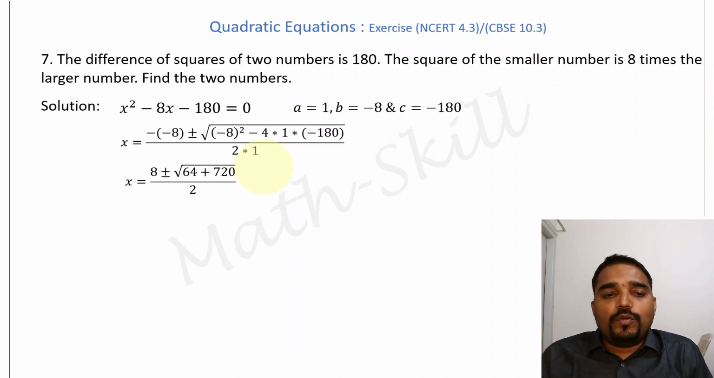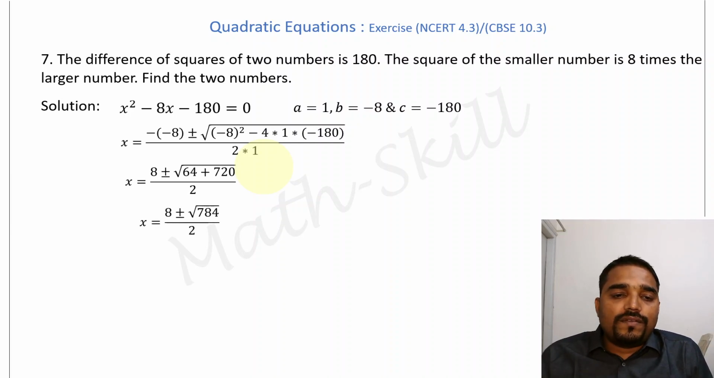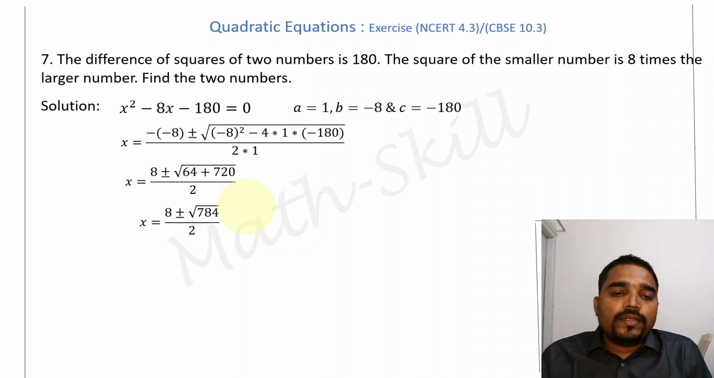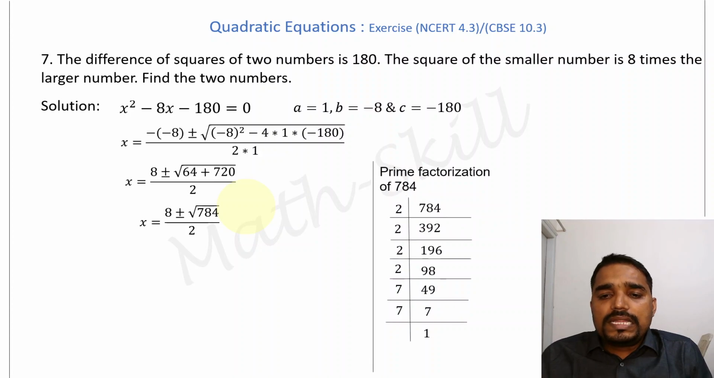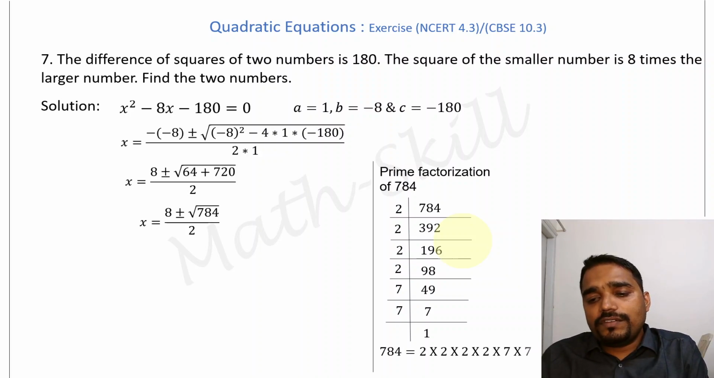Now the next step would be x is equal to 8 plus or minus square root of 784, whole divided by 2. Now let us do the prime factorization of 784. On doing the prime factorization for 784, the prime factors would be like below, that is 2 would be appearing 4 times, and 7 would be appearing twice in the prime factorization of 784. Therefore, 784 is equal to 2 power 4 into 7 power 2.